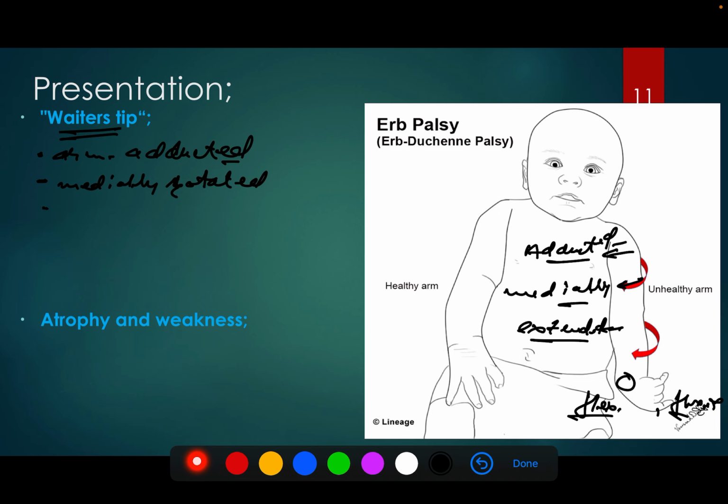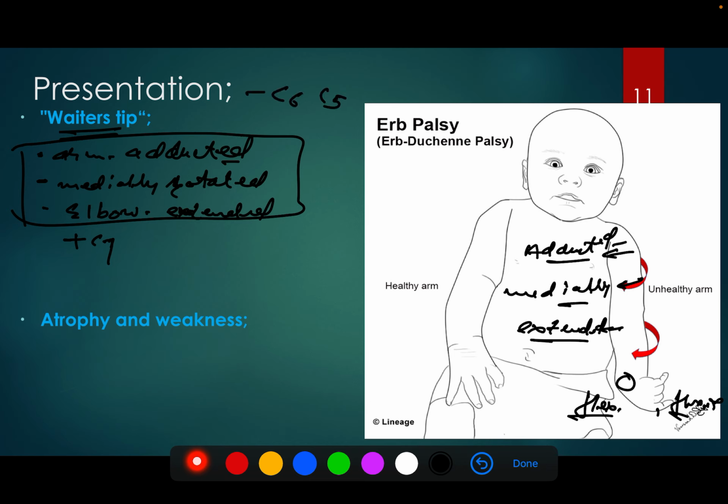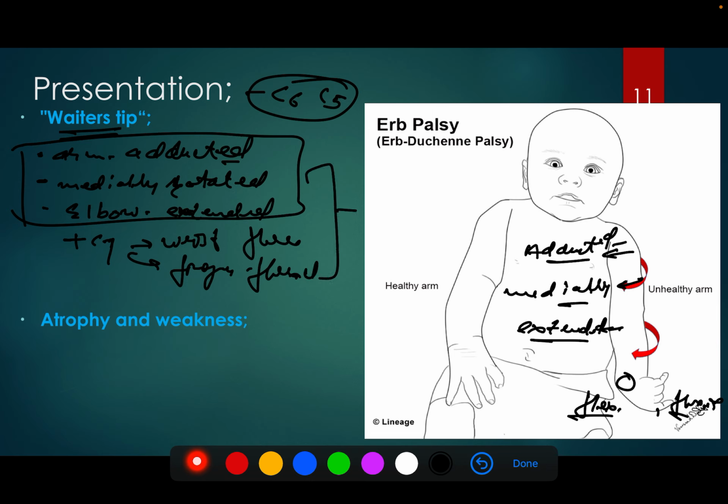And you can see here the elbow is extended, right? And what happens here, plus if the C7 is involved, usually Erb's palsy has C5 and C6 only involvement, yes or no? So if the C7 is involved, then what happens? Wrist is flexed and fingers are also flexed, right? So this whole presentation is called what?